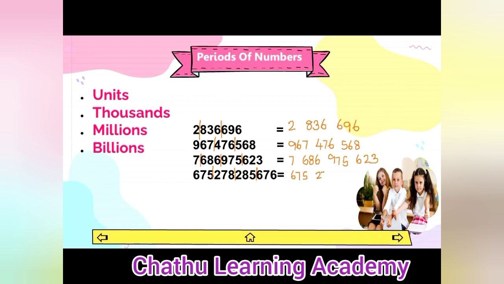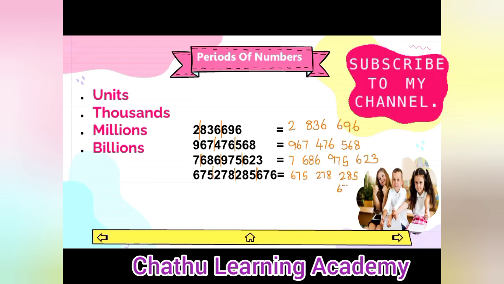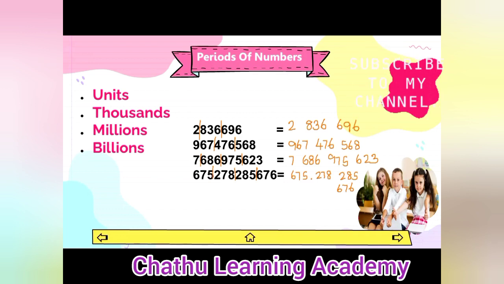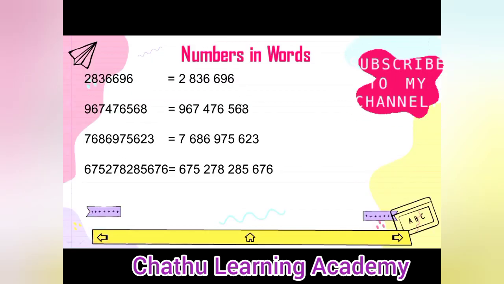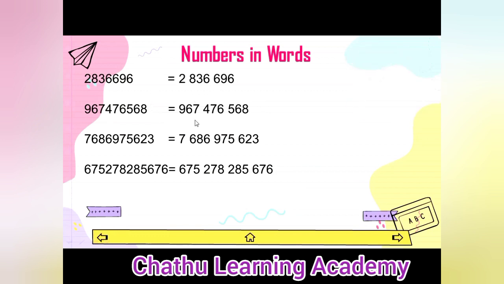675, 278, 285 and 676. Likewise, you can separate the given number into periods. Now we will see how we can read these numbers. This is the general form. After separating the given numbers into periods, we call this pattern standard form.